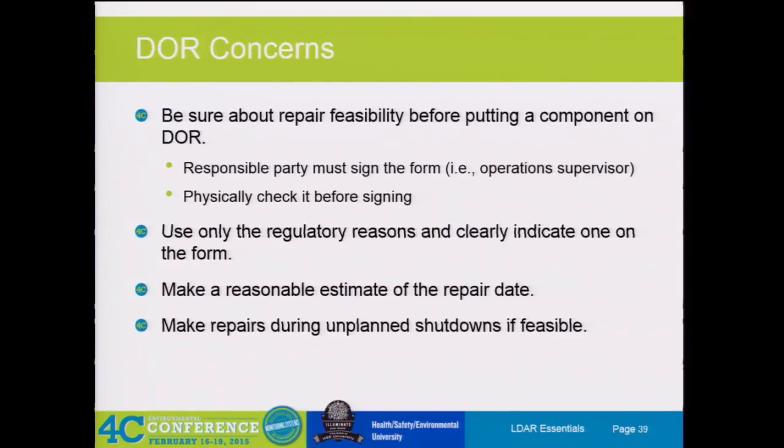Concerns. Be sure about repair feasibility before putting the component on DOR. We also talked about all the paperwork and stuff like that. Make sure everybody signs off on it, just so you don't run into issues like he talked about earlier today. Regulatory reasons. Estimate, make a good guess on the repair date. You know when your next turnaround is going to be. Most times, go ahead and put that on the paperwork. It's just the simplest form to use. And make the repairs during the unplanned shutdowns if feasible.